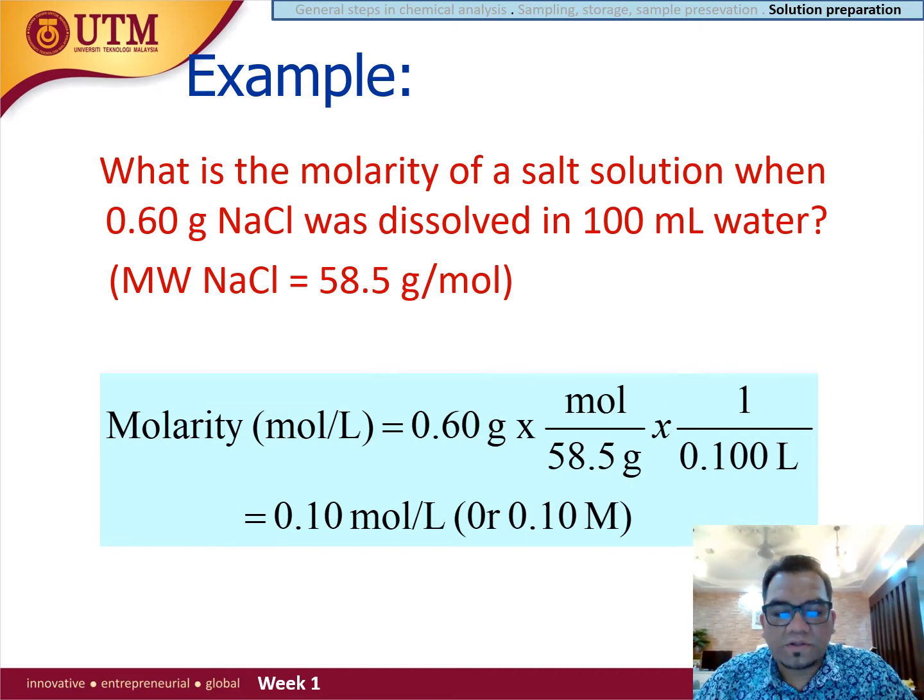Because the molecular weight of sodium chloride is 58.5 gram per mole, we need to divide the weight by it, so we get the number of moles of sodium chloride. Then we divide by the volume of the water. We have 100 ml, so we have 0.1 mole per liter, or 0.1 molar. We call it 0.1 molar, right?